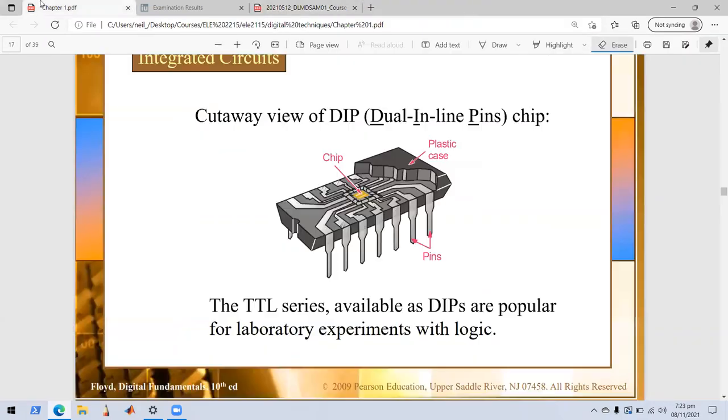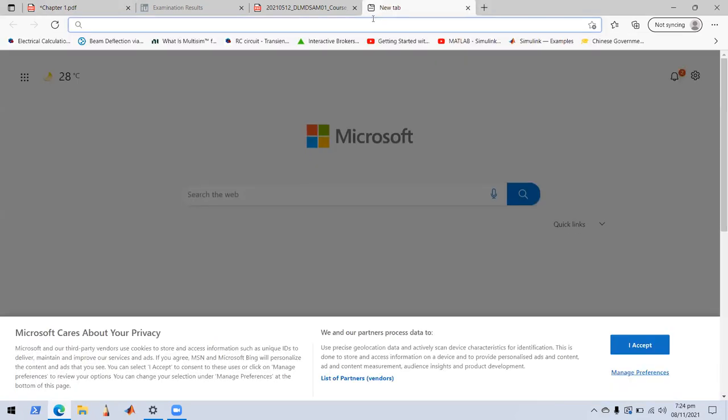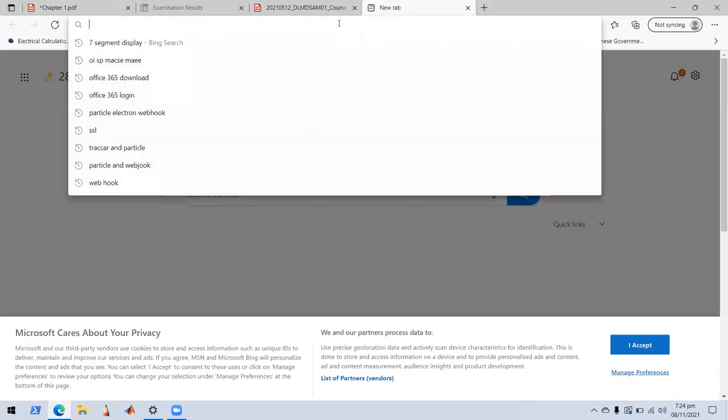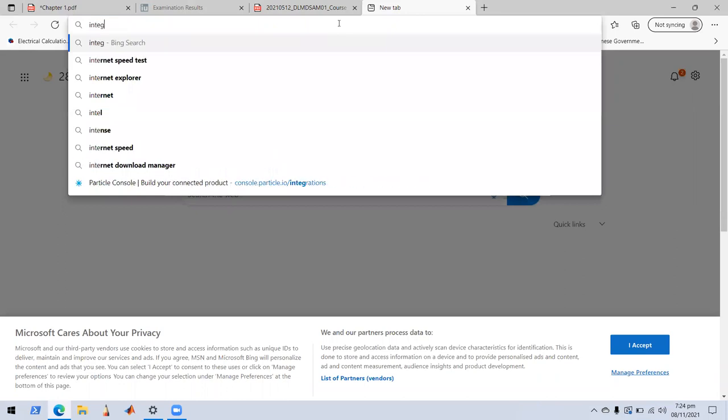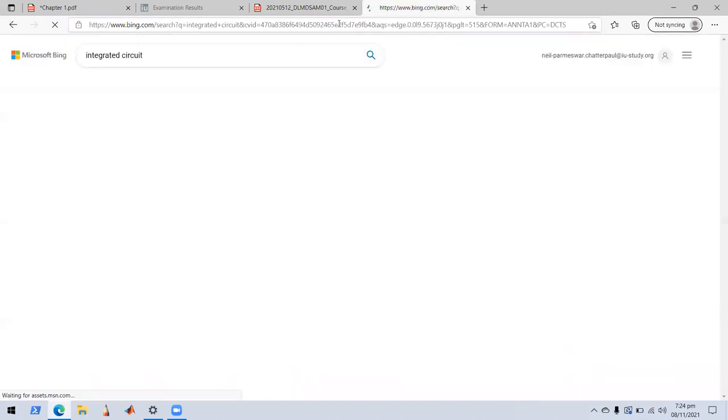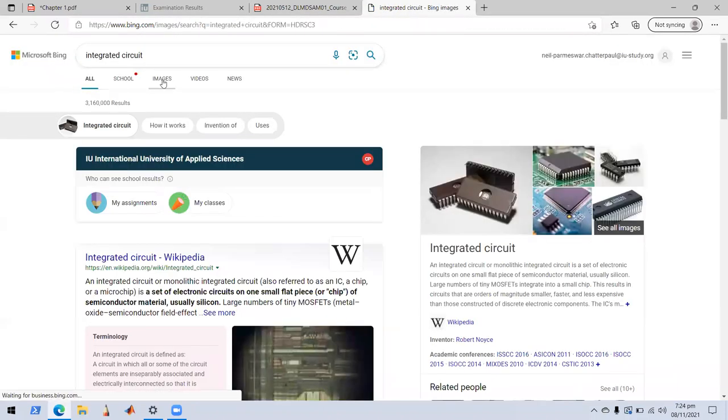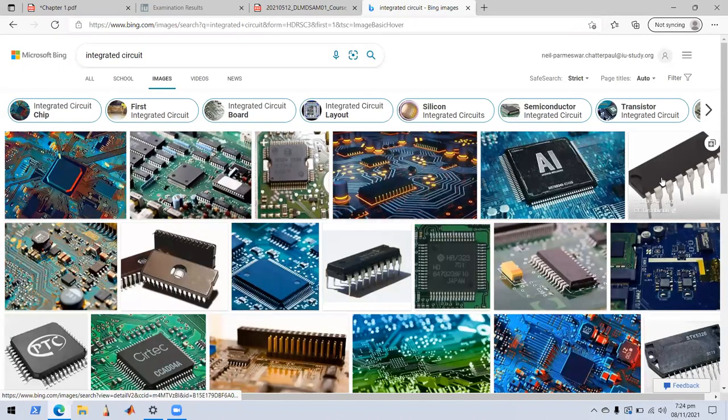We usually just buy ICs that contain a bunch of adders, right? So an IC, an integrated circuit, would come in packages like this. An IC is just some circuit, with a chip that has a bunch of transistors already in it, lined up in some particular way. So let's just quickly search integrated circuit.